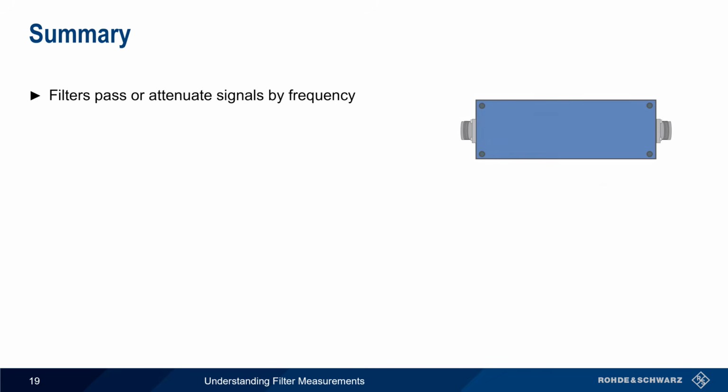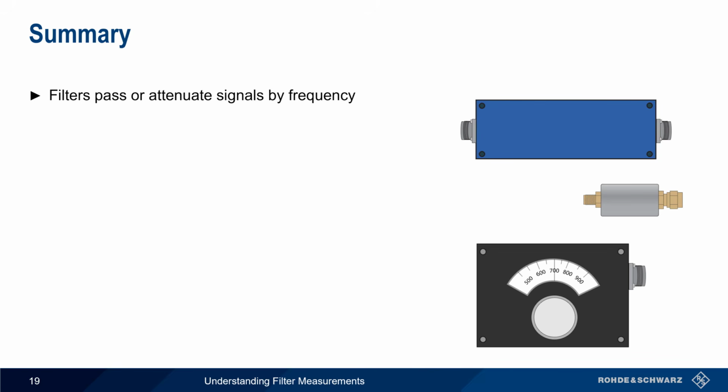Let's end with a brief summary. Filters are RF components that pass or attenuate signals as a function of their frequency. They may be connectorized, as shown here, or be in the form of packaged or discrete components. Filters are typically categorized as high-pass, low-pass, bandpass, or band-stop/notch filters, depending on the frequency ranges they attenuate.